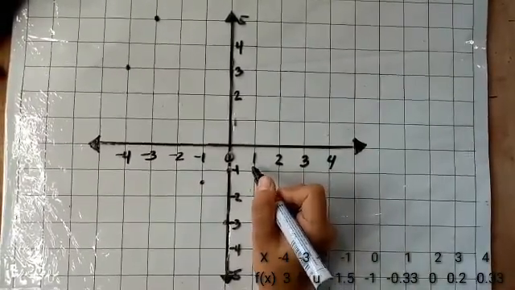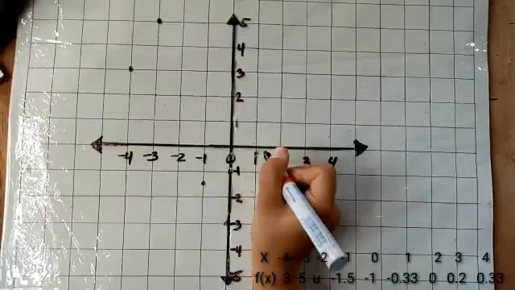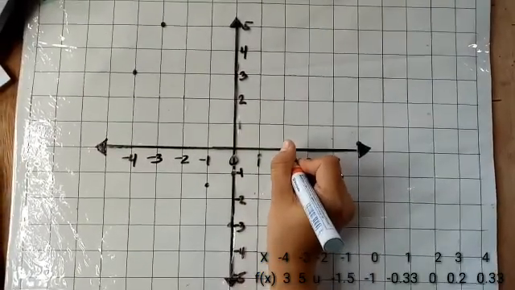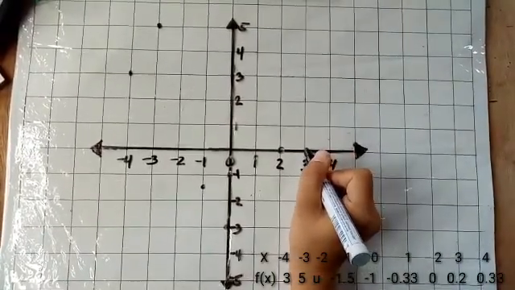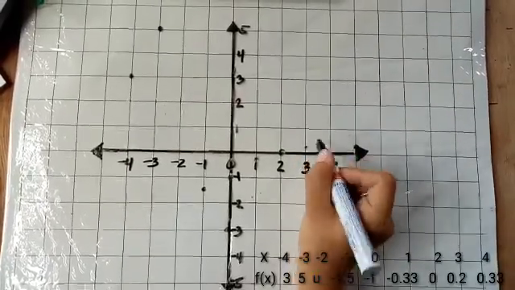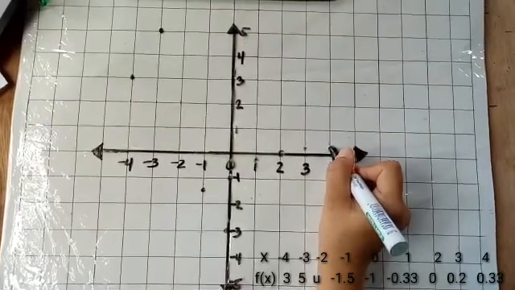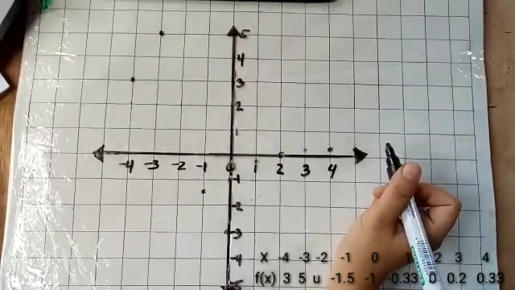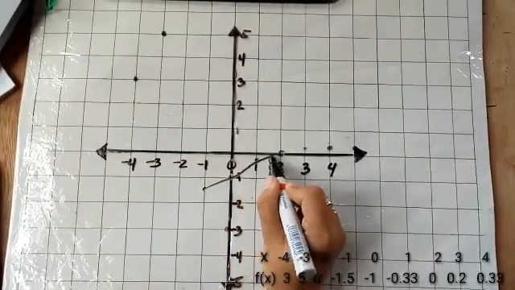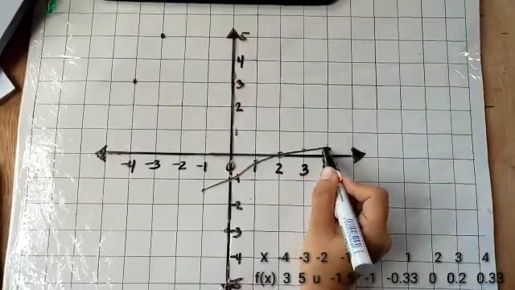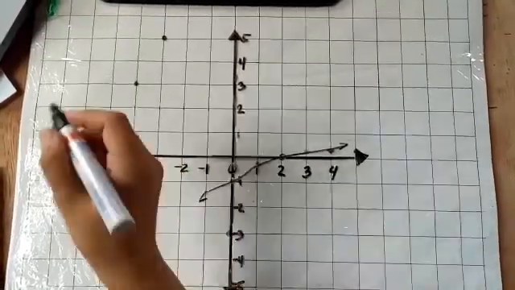Positive 1, negative 0.33. So here. Then positive 2, 0 here, and then 3, 0.2, so here, then positive 4, positive 0.33, so here. Then we are going to connect.